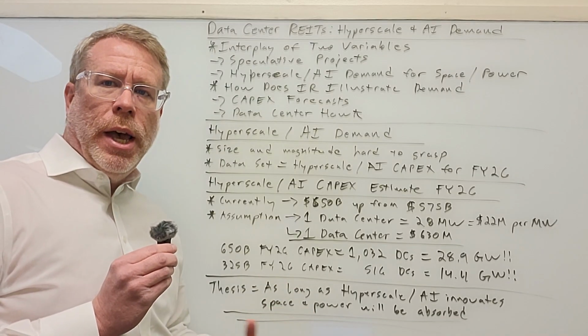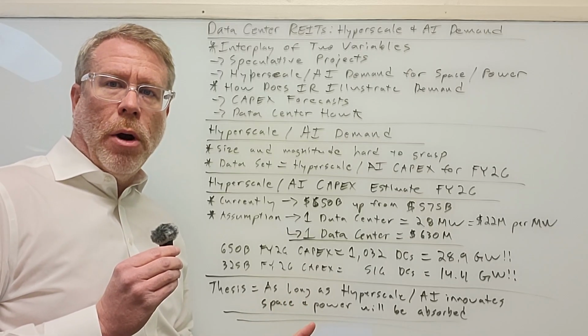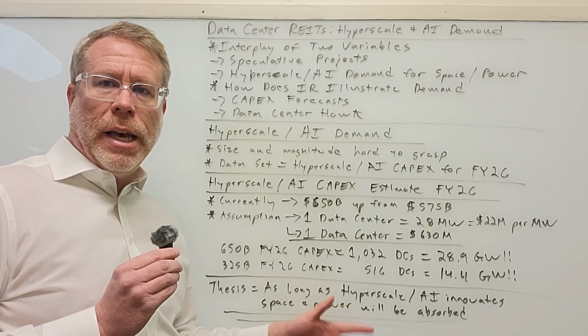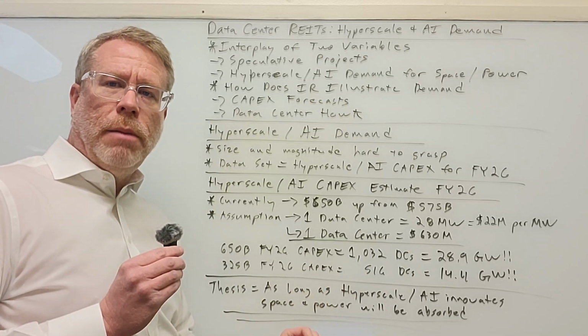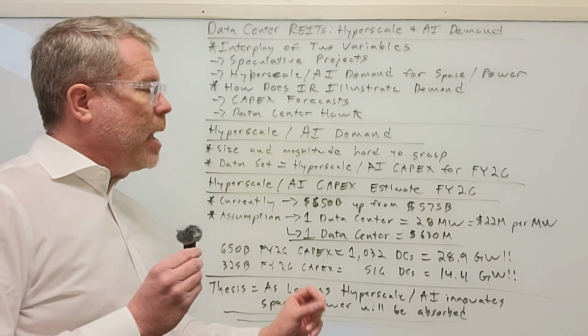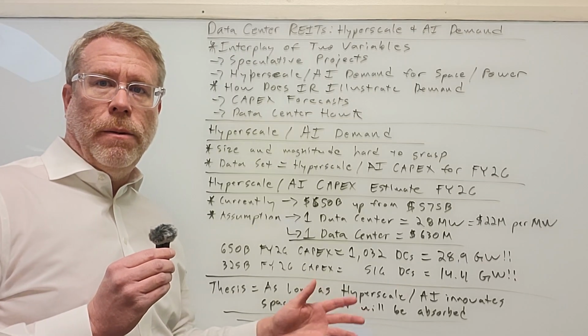And the first is the availability or the amount of speculative building projects that are going on in the market. Speculative means that there's no signed tenant, but you're building the building in the space and the power. The second piece is the demand trends for space and power among the hyperscale and AI players in the market.